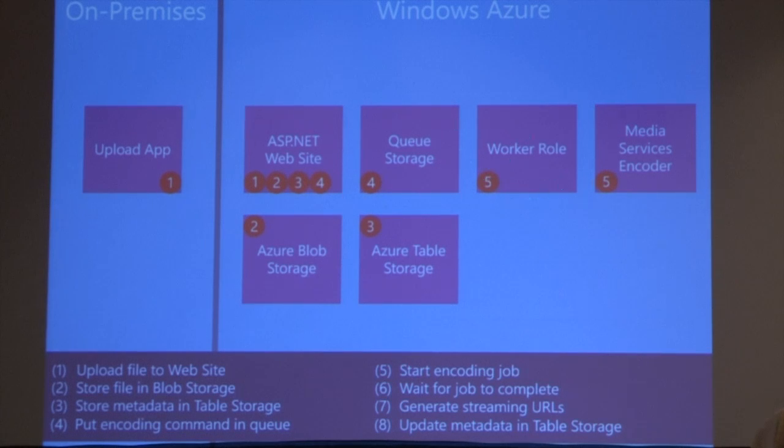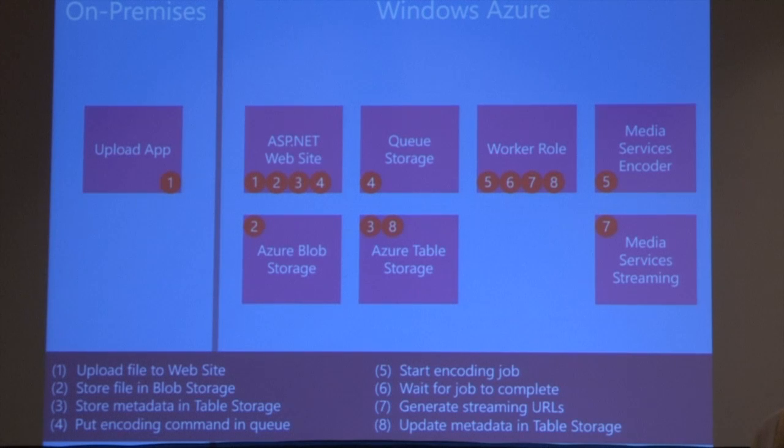And so the worker role pulls the message from the queue and then starts talking to the Windows Azure Media Services encoder to start encoding the file. It also updates the table to say that this asset is currently being encoded. And then it waits for the job to complete. When the job completes, it uses the Media Services streaming endpoint to generate streaming URLs. And finally, it puts these in the table as well. So this end-to-end flow is all going to be available to you. It's just a simple Visual Studio solution with 3 or 4 projects.